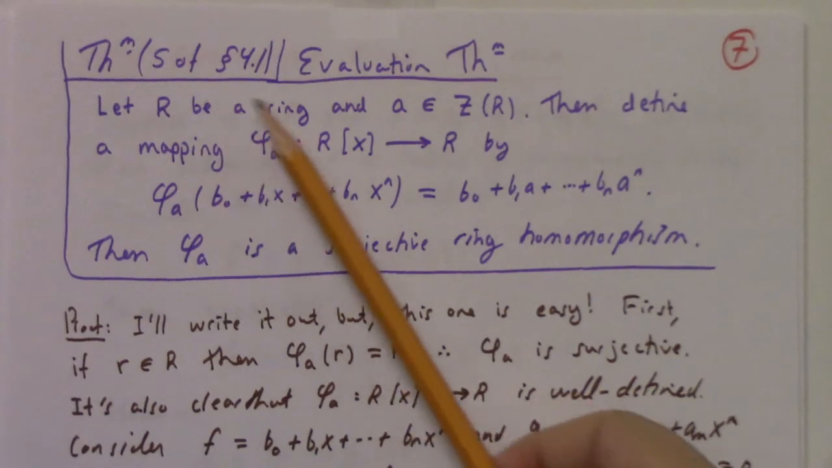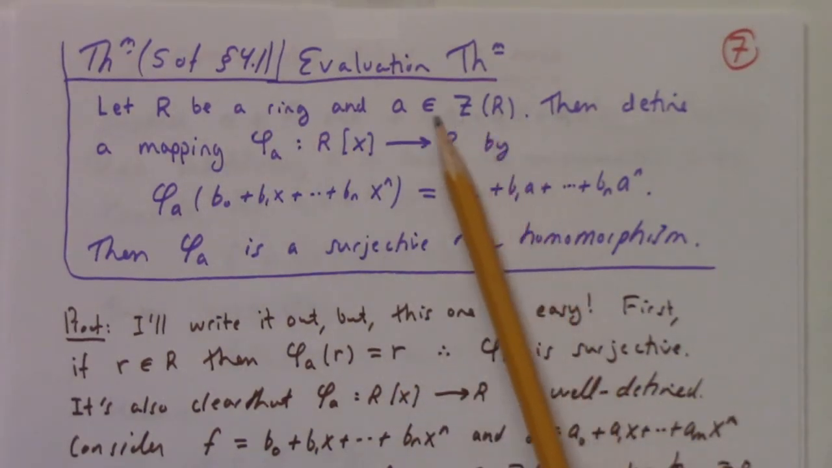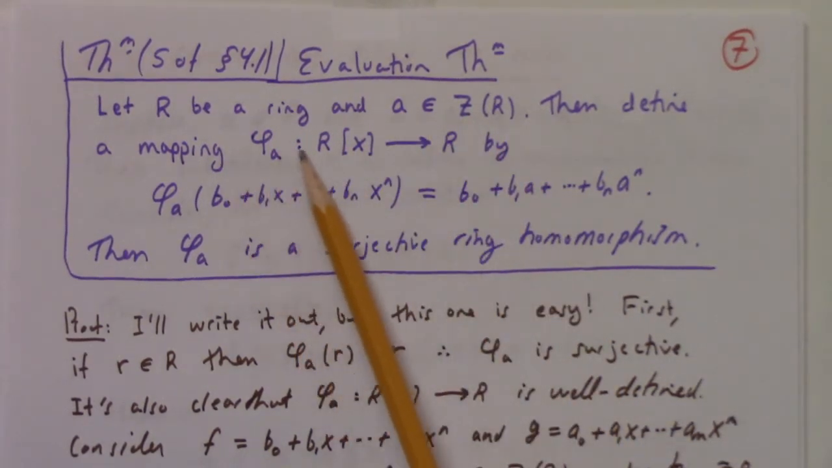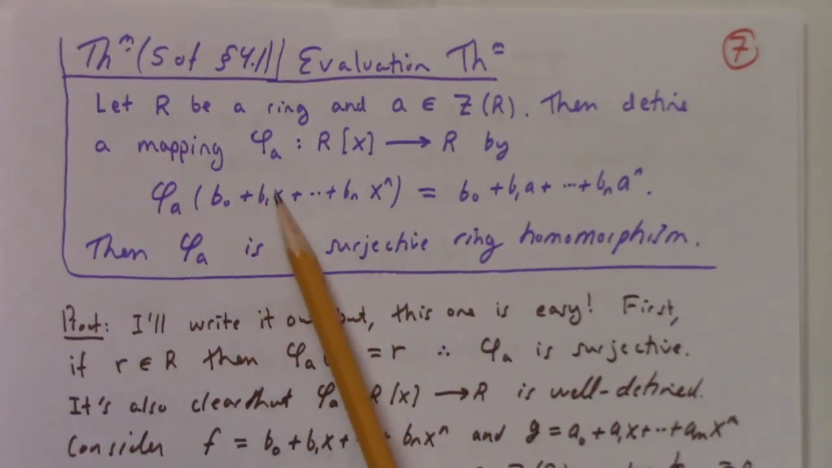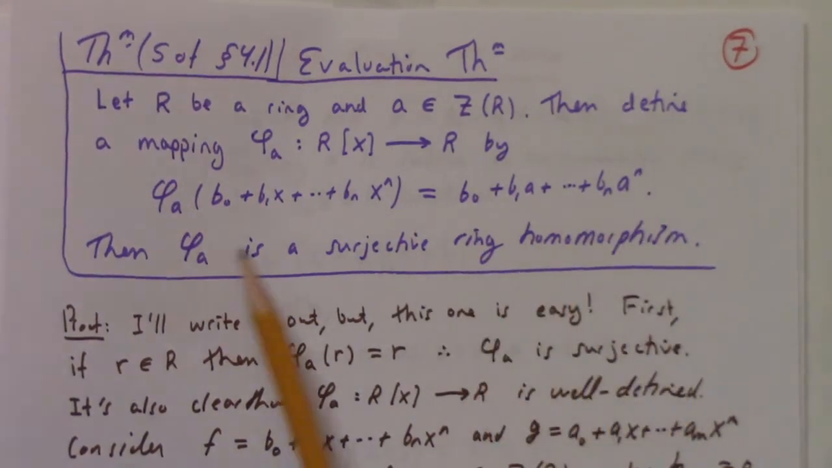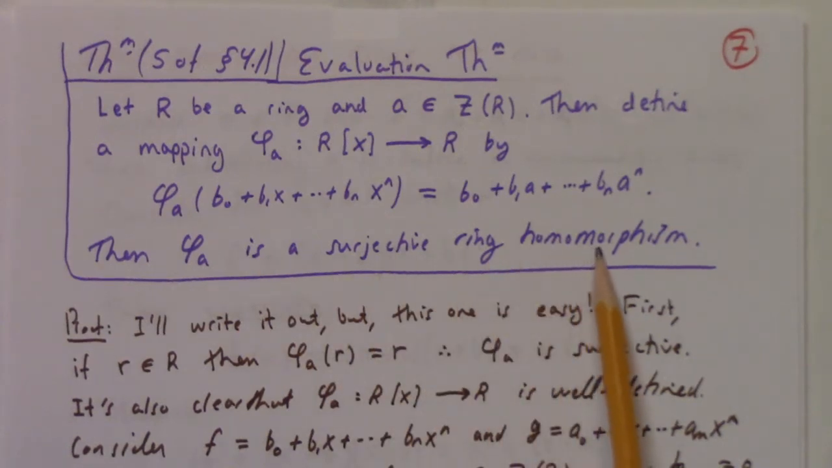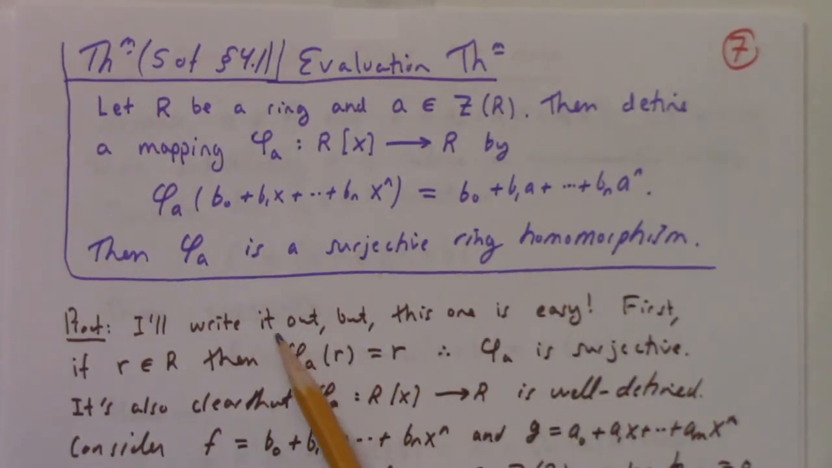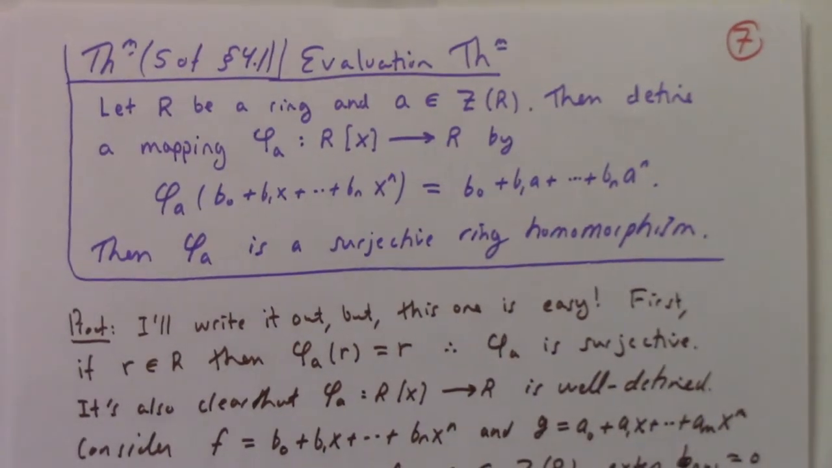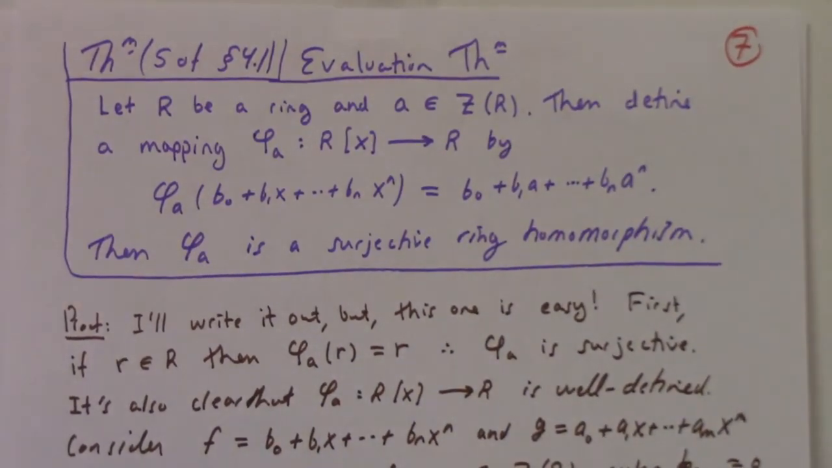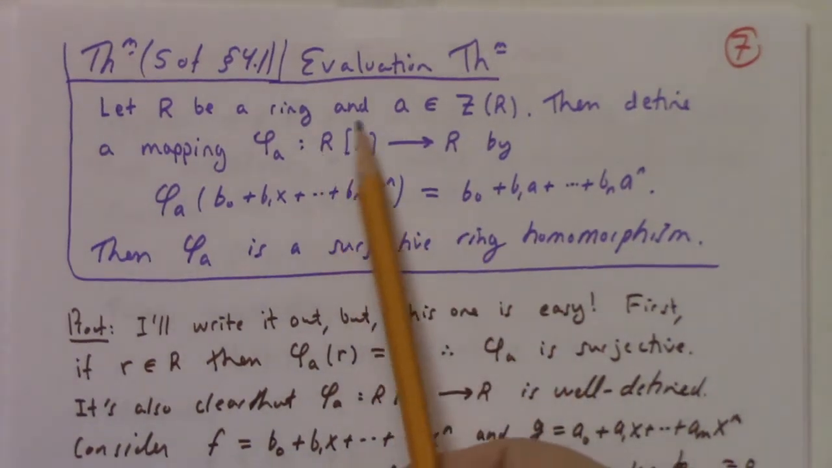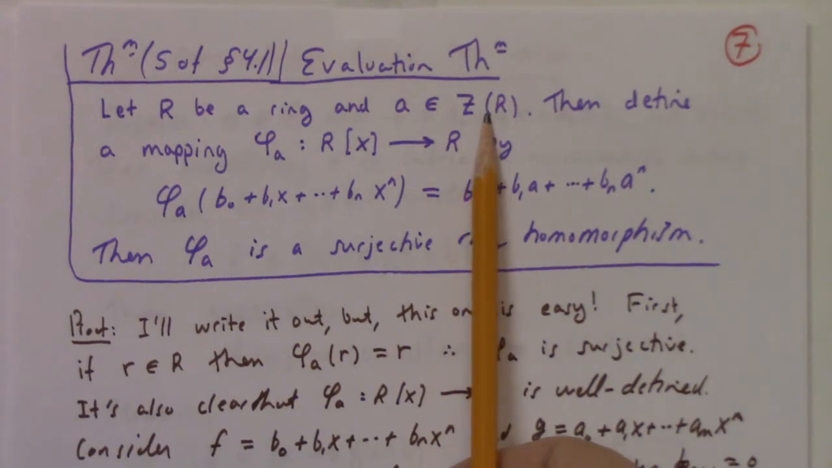If we have our ring and a is in the center of the ring, it's important that it's in the center, then we can define the evaluation map, where we just replace x with a to the appropriate power. Then this is a surjective ring homomorphism. The fact that it's surjective is easy. It's also pretty clear that it's well defined. Additivity isn't hard to do either. But let me just sketch the basic argument: you need it to be in the center to avoid what I showed you on the last page.